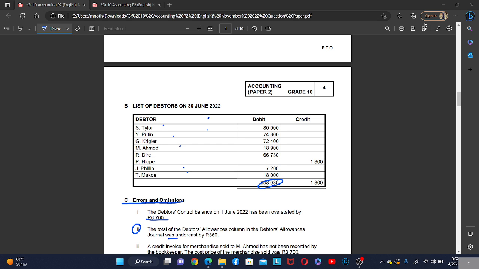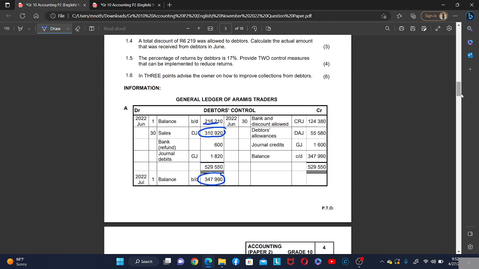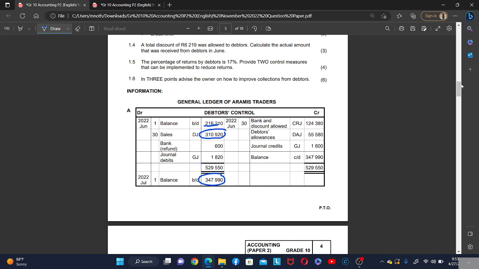They are saying the total of the debtors allowances in the debtors allowances journal was undercast, and the amount of debtors allowances here is 55,508. So this money is less, right? So we must come and add it.